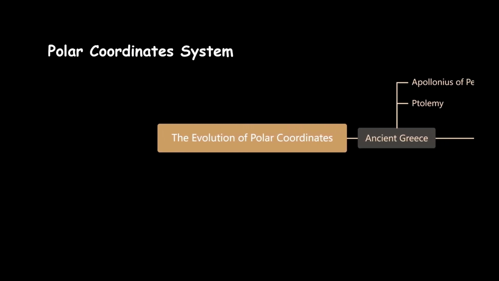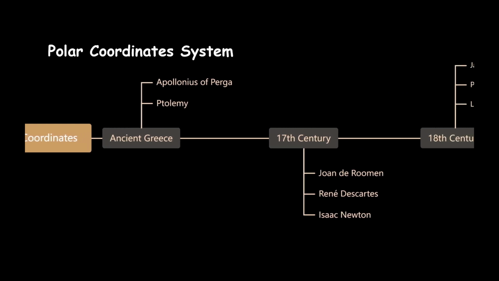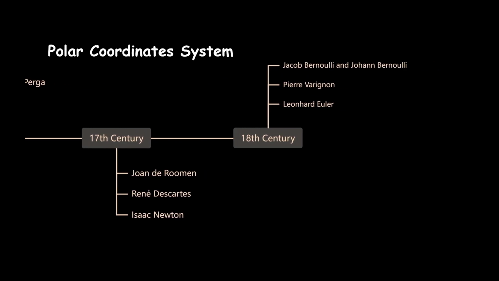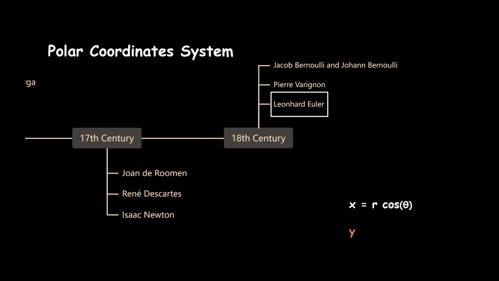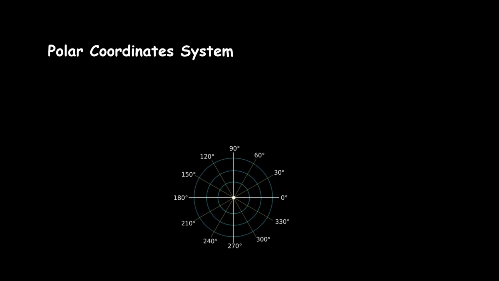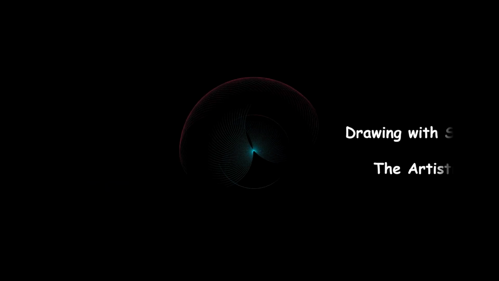Polar coordinates have a rich story, from Apollonius and Ptolemy describing celestial paths to Newton's application in orbital mechanics. Euler formalized them in the 18th century, linking polar and Cartesian coordinates with key equations. This made polar coordinates essential in geometry, physics, and engineering. In the Cartesian coordinate system, coordinates x, y can also be represented in polar coordinates as r, theta. As shown in the presentation, this method is intuitive for describing circular or rotational patterns.